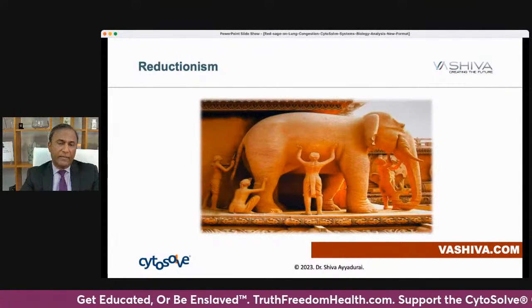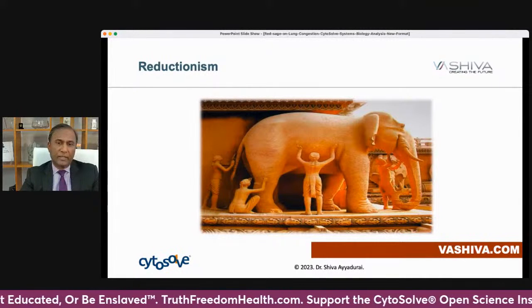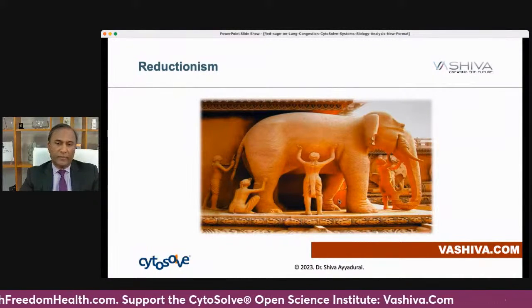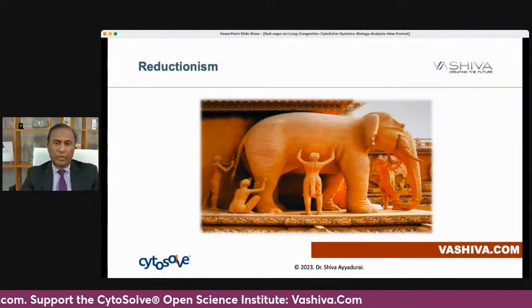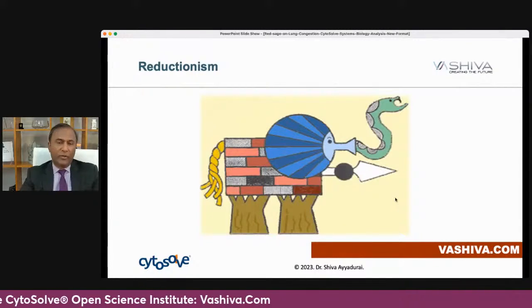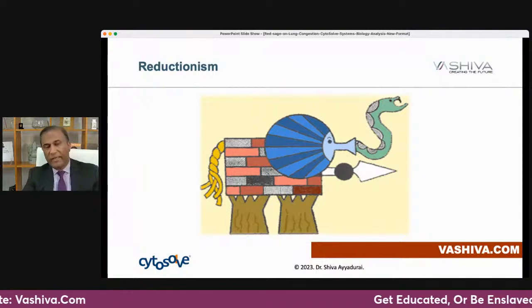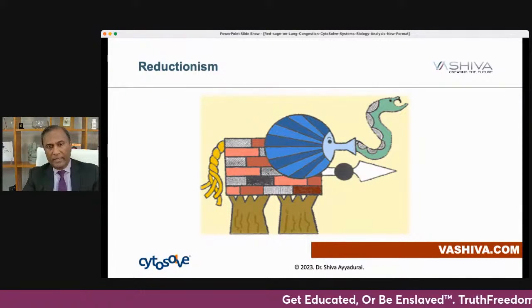And so fundamentally, their entire science is based on a reductionist approach. So if this represents lung congestion or cancer, the whole elephant, the individual scientists work on different pieces of the puzzle and they don't collaborate. So if they ever really wanted to look at the elephant, they'd think the elephant looked like this. Anyway, this is a fundamental problem in science.